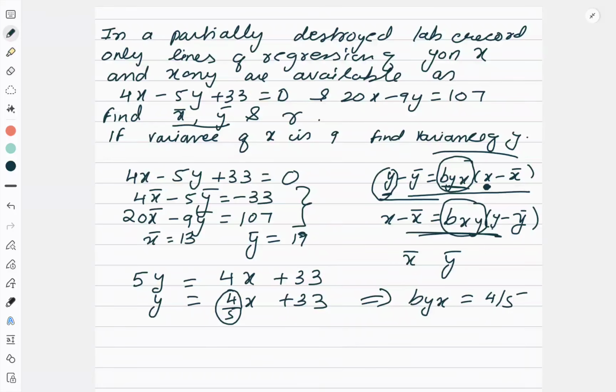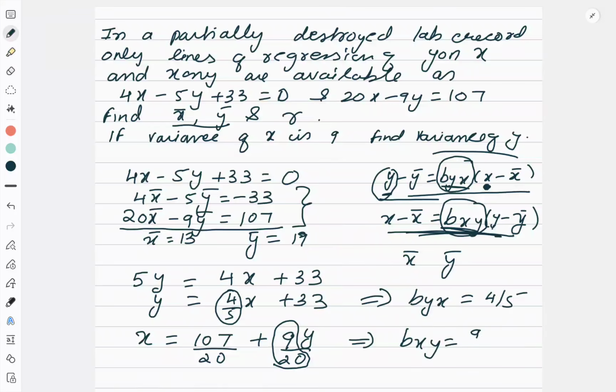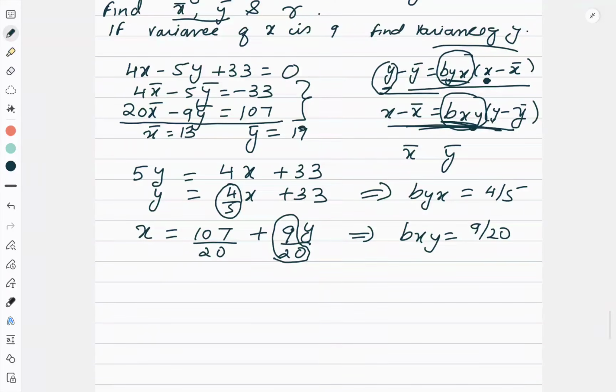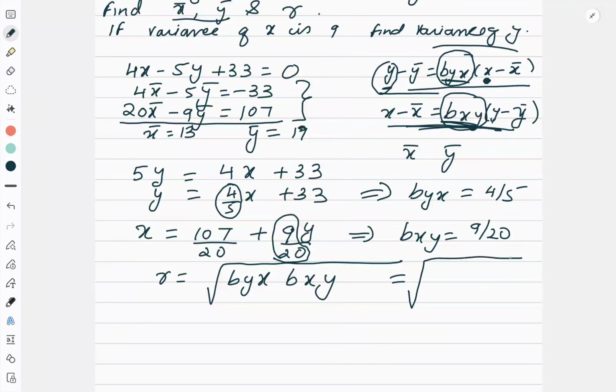Same way, now go to the second equation. If I look at this equation, let me write it as x is equal to. So x is equal to 107 plus 9y upon 20. So when I look at this equation, I said the coefficient of y is bxy. So I can say that bxy is equal to 9 by 20. Okay. Now I know that r is the geometric mean of byx and bxy. Substitute these values. So 4 by 5 into 9 by 20. Correct? So my r value will be equal to 0.6.